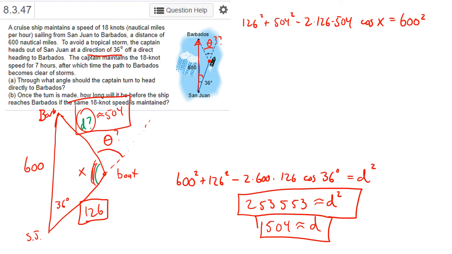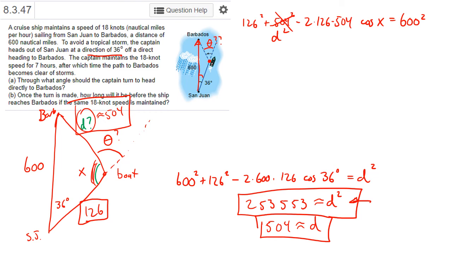But this is avoiding compounding of rounding errors. I had a bit of rounding error when I took the square root, and if I square that, the error is just going to compound on itself. So I'm just going to go back to this expression for d squared. So this shouldn't really be 504 squared, it's just d squared, which is 253,553.